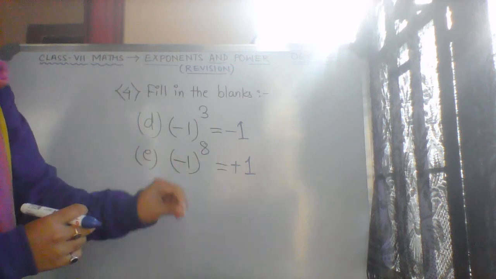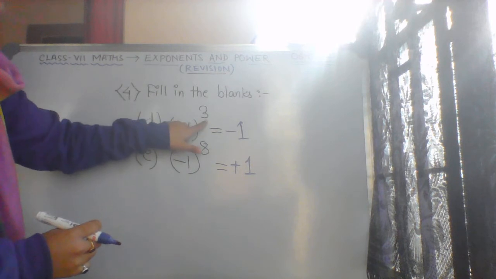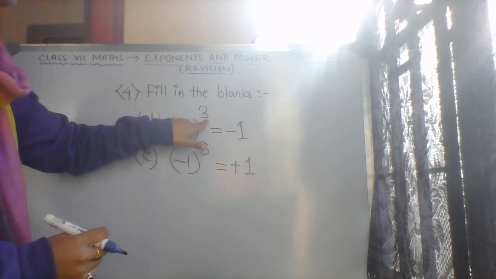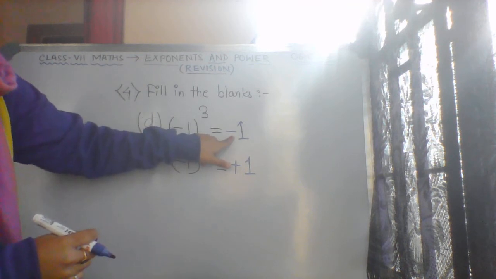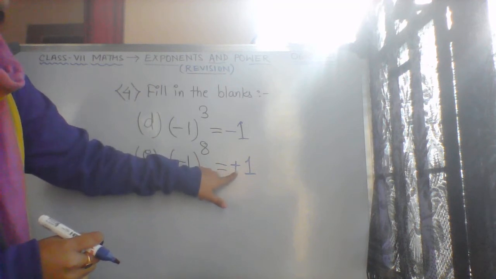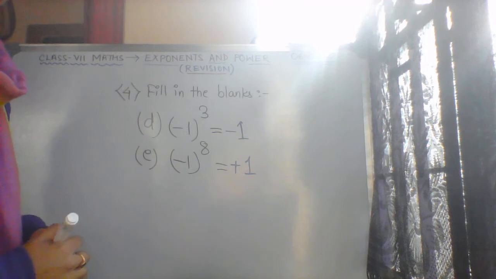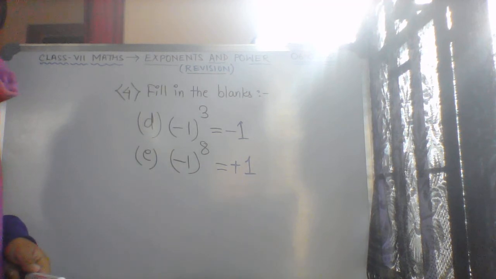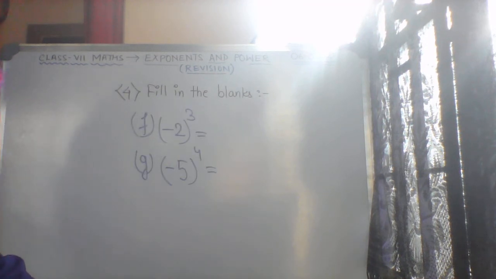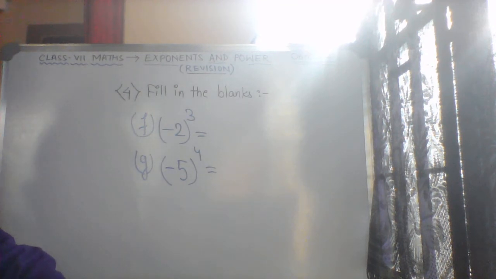Now it is a question about the sign. If minus is multiplied an odd number of times, then the minus will be retained. If minus is multiplied an even number of times, it becomes plus over here. So you have understood about this, when there will be negative and when there will be positive according to the power.